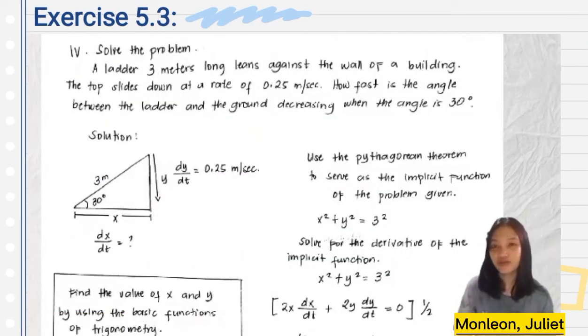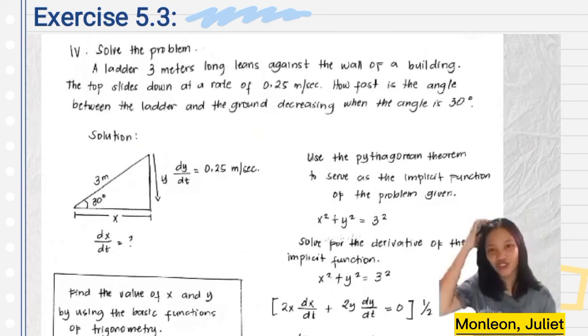Part 4. Solve the problem. So the given problem is a ladder 3 meters long leans against the wall of a building. The top slides down at a rate of 0.25 meter per second. How fast is the angle between the ladder and the ground decreasing when the angle is 30 degrees?